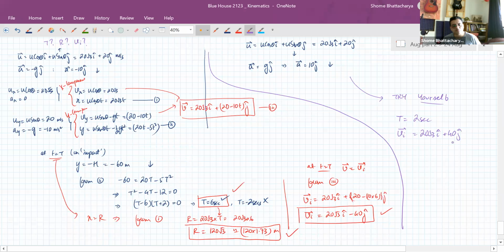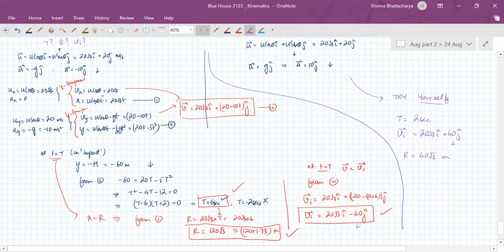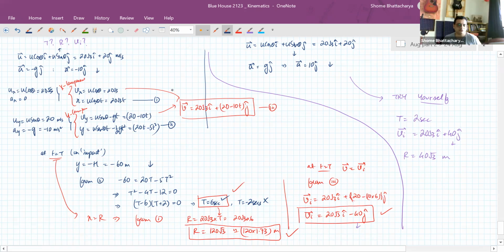But the plus actually still means downwards only. And here also the minus 40 meant downwards. Okay. And the horizontal range you will get will be 40 root 3 meters. So when you're revising today's lecture, just go through the working of the first case and then work out the second one yourself.